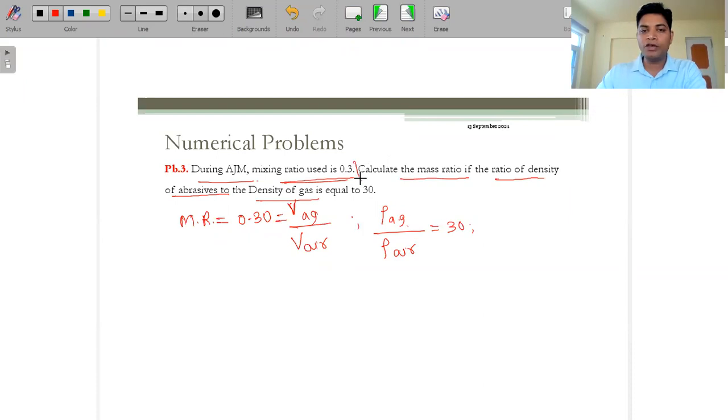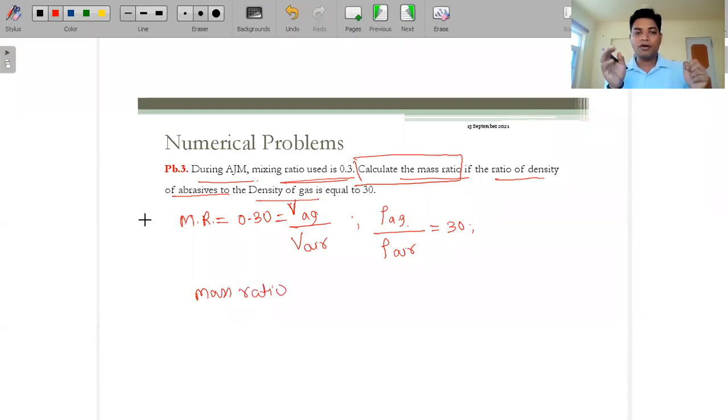So what we have to calculate is the mass ratio. Please do not write the mass ratio as MR, because otherwise it will be confusing, since here MR we are writing for the mixing ratio.